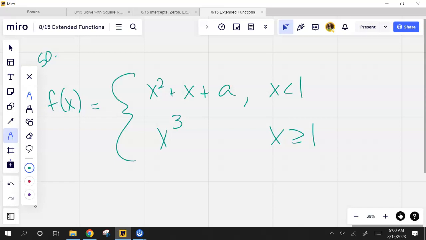Find the value of a that makes the function continuous. Any of them? So if I put a 2 in for a, it'll make it continuous. What is it, Craig? It's what? That's exactly right.